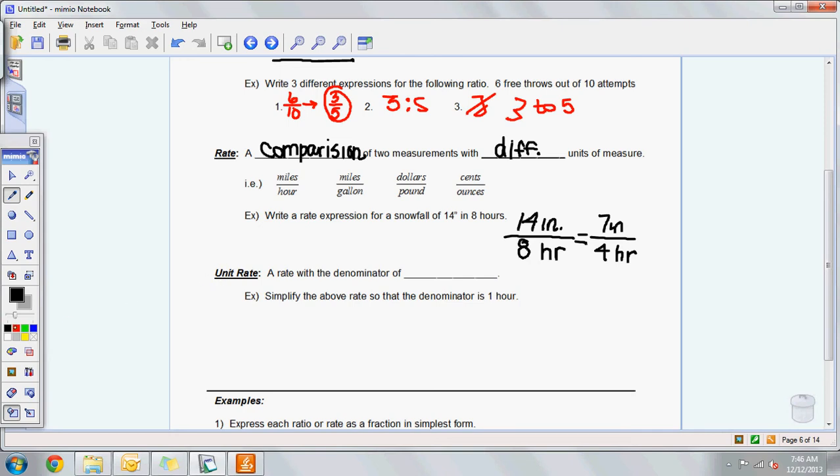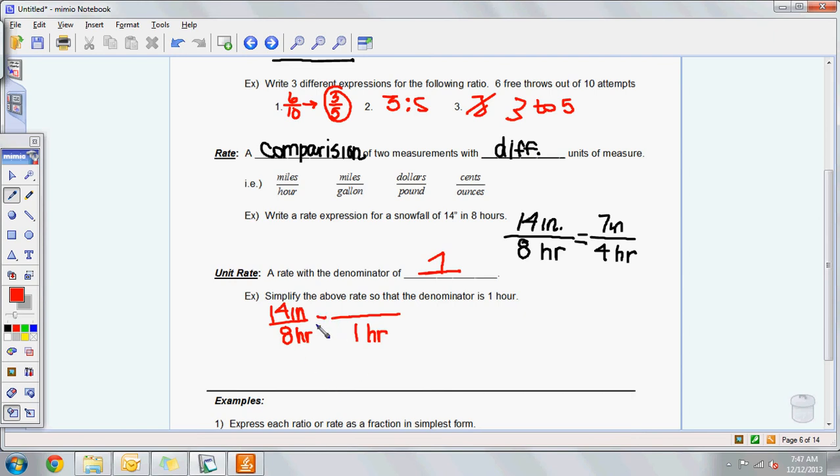Now, a third difference here is with unit rate. So unit rate is when we're comparing two things that are different, but we need a denominator of 1. So let's look back at this same example. If we get 14 inches in 8 hours, what if I wanted to know how many inches it would snow in 1 hour? There's a way to do that, and let me show you an example. So I'm going to start with 14 inches in 8 hours. But I want to know how much it's going to snow in 1 hour at that rate.